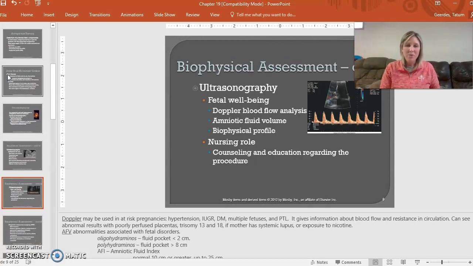And then we also use ultrasonography to assess just a blood flow analysis. We can see basically the blood flow or resistance in the baby's circulation.